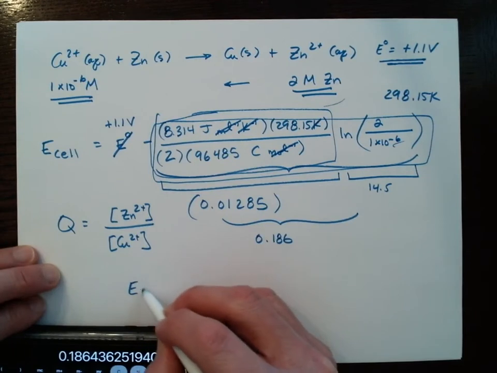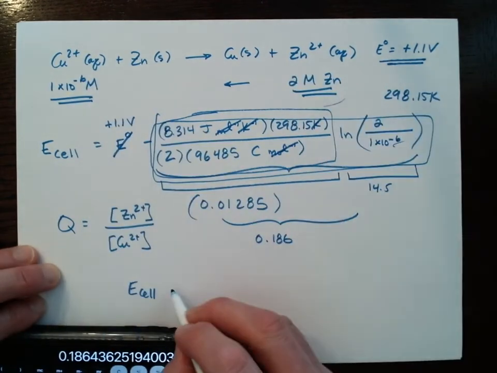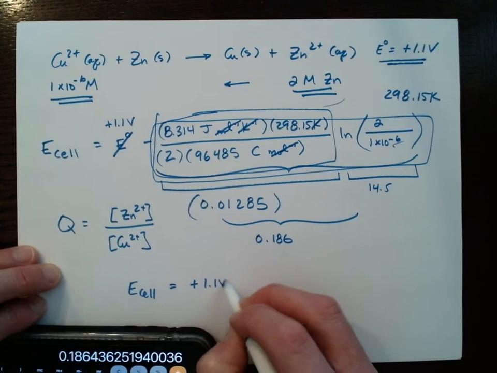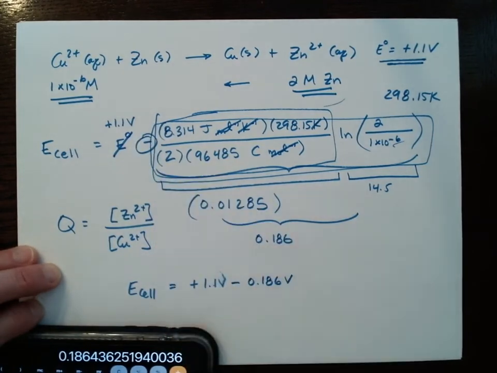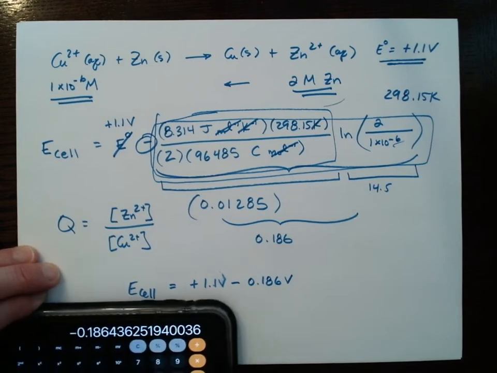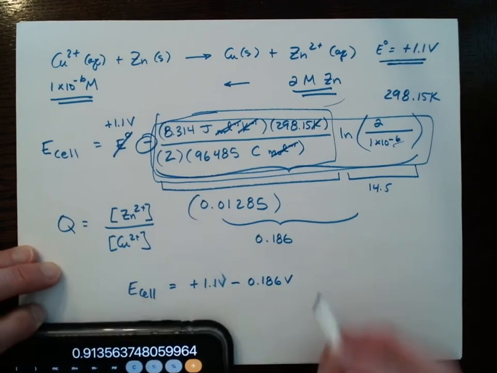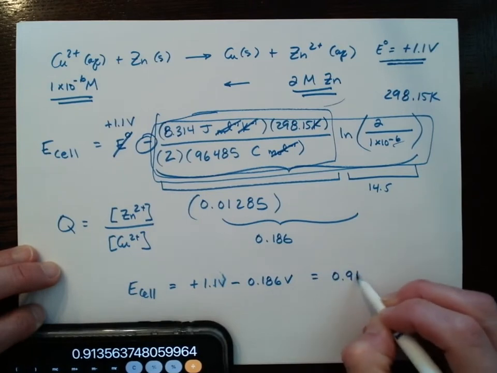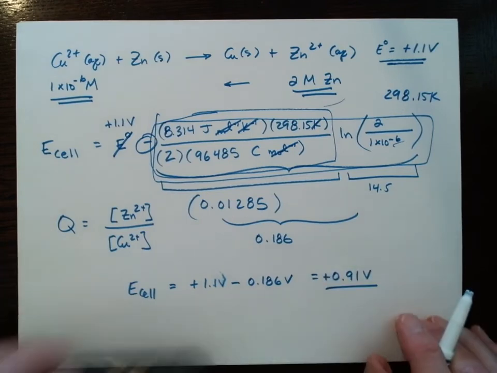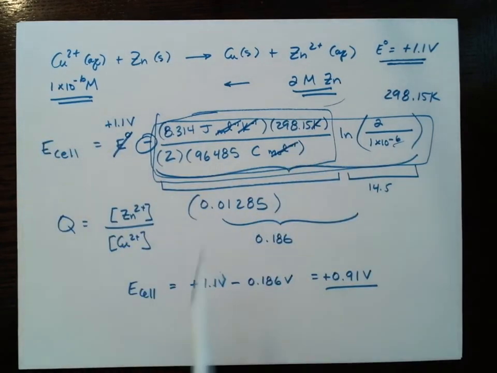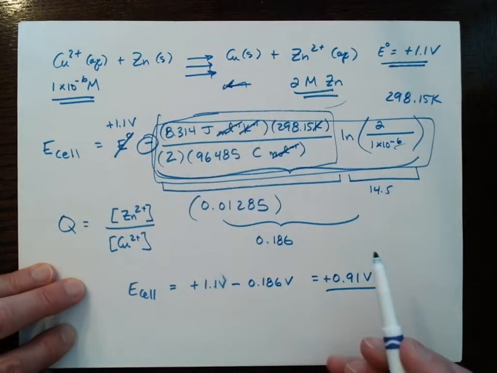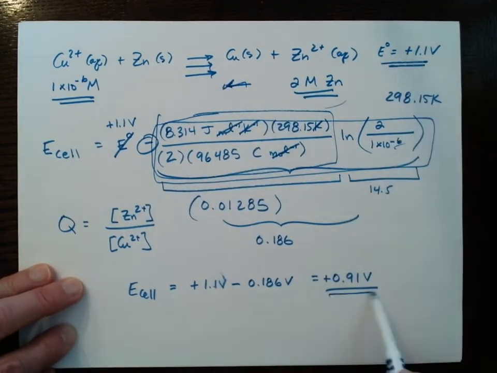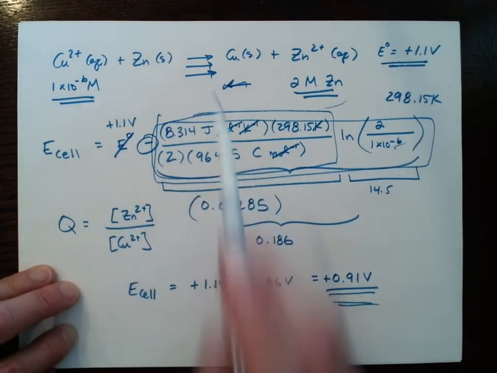So my cell potential under these conditions is going to be a positive 1.1 volts minus 0.186 volts. Let's see what that is. Make this positive, add it to 1.1, and it looks like our cell potential has dropped a little bit. It's dropped to positive 0.91 volts. It's still spontaneous under these conditions, but it's not going to be pushed in this direction as hard as under standard conditions. You see here we have a potential that's about 0.2 volts lower than what it was when we started.